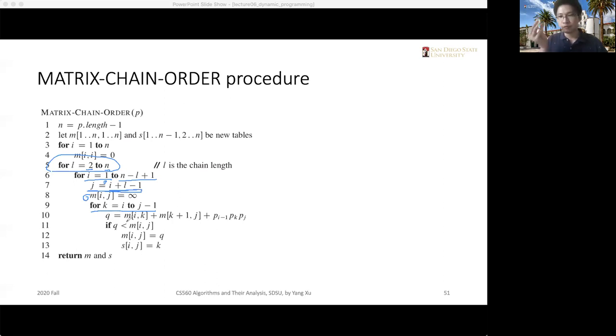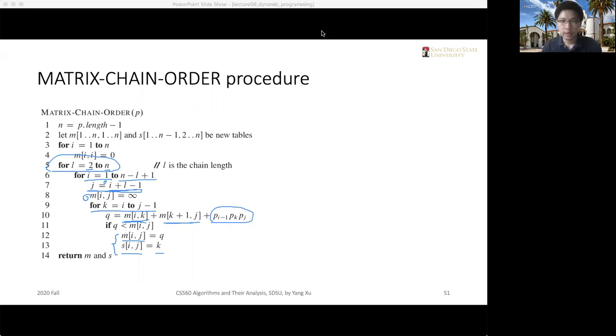Whenever we select a k, we will have two even smaller problems, from i to k and k plus 1 to j. All these smaller subproblems will be looked up from this two-dimensional array, plus some additional cost of multiplying the two resulting matrices. The result to the subproblem from i to j will be stored in the ith row and the jth column in M, and the place to put the final layer of parentheses will be stored in the S matrix. So this is a typical bottom-up implementation.